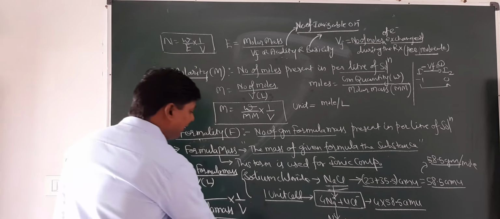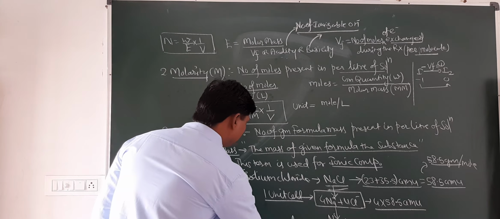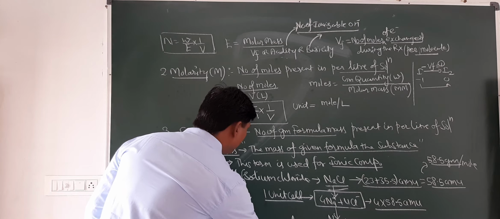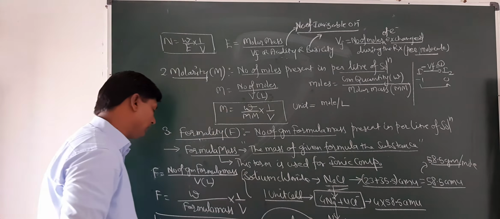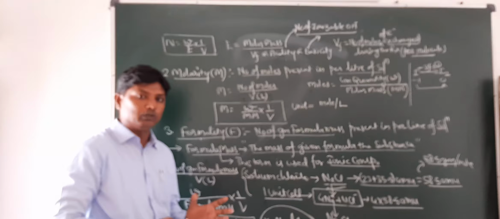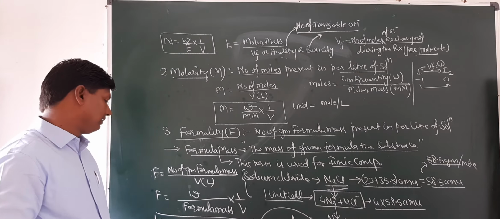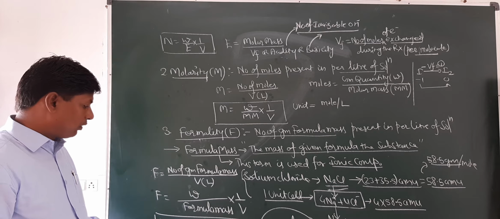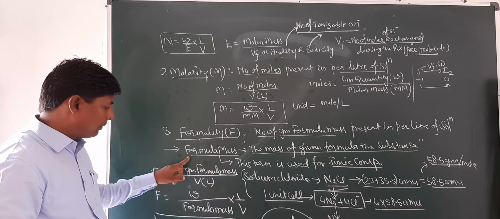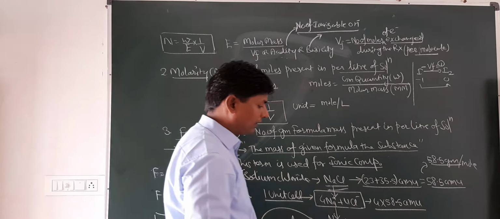X is none other than the number of associated units, meaning how many units are associated in the formula. So in place of X we write how many molecules are associated. X may be 1, 2, 3 and so on. So formality is the number of gram formula mass present in per liter of the solution. So this was all related to formality.